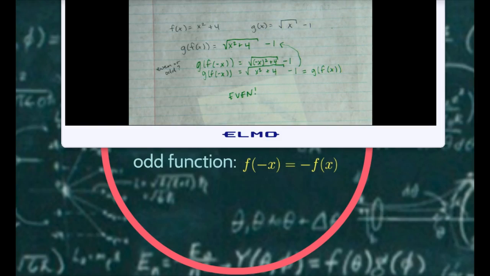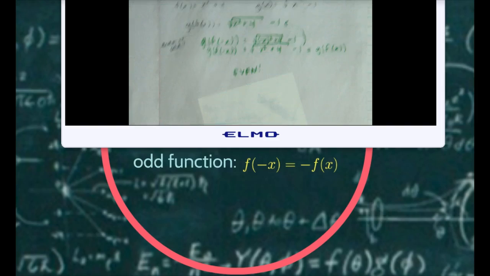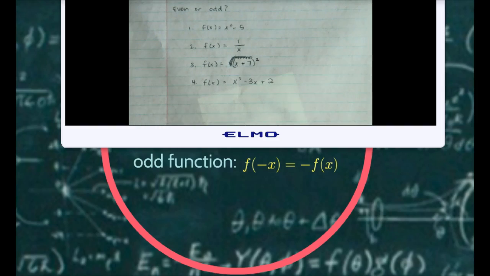If I had had a negative out in front or a bunch of my signs had changed, then it would be an odd function. So I want you to give these 4 practice problems a try. Are these functions even or odd? Substitute in a negative x and see what you get out.